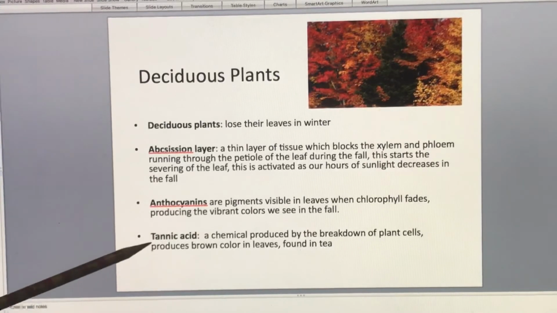Another possibility is that there's tannic acid present in some leaves, and this is just a type of pigment that produces a brown color in the leaf, and as you may know, it's found in tea.